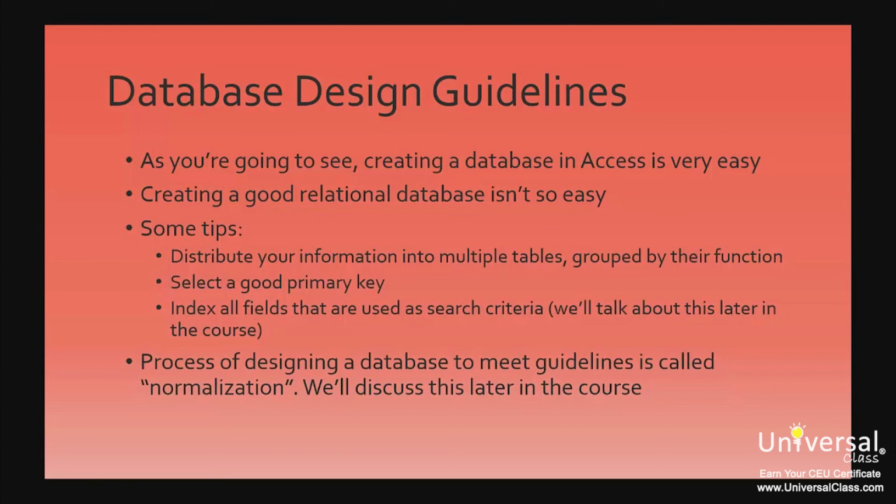Select a good primary key. Remember, the primary key should be unique. Each table has its own primary key, and these tables must reference each other by a foreign key. Index all fields that are used as search criteria. We'll talk about this later in the course. The process of designing a good database to meet guidelines is called normalization. We'll discuss this later in the course, as we don't need to know the details of this topic at the moment.